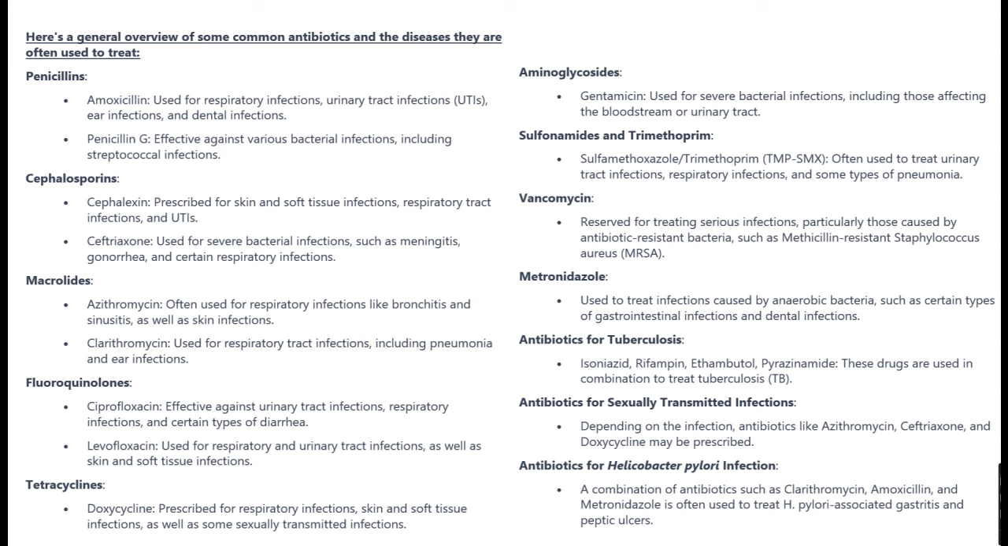11. Antibiotics for sexually transmitted infections. Depending on the infection, antibiotics like azithromycin, ceftriaxone, and doxycycline may be prescribed. 12. Antibiotics for Helicobacter pylori infection. A combination of antibiotics such as clarithromycin, amoxicillin, and metronidazole is often used to treat H. pylori-associated gastritis and peptic ulcers.